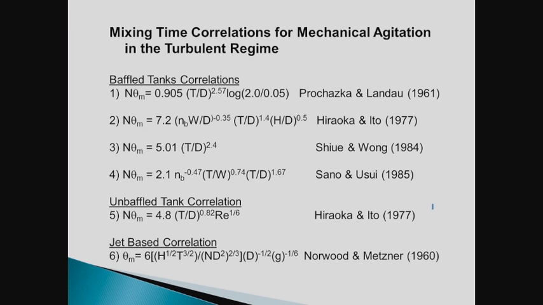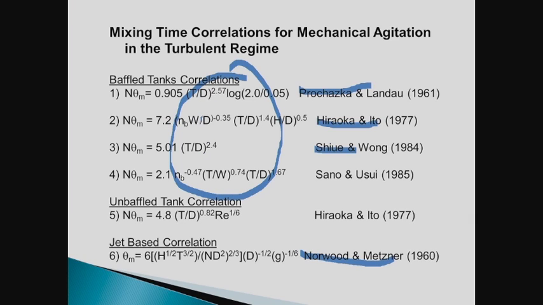Here's some correlations I just pulled out. You have some Czechs, maybe some Chinese, and you have some people with Delaware. Anyway, you see over here you have just simply geometry: D over T ratio, blade number, blade width effects, liquid height effects. But it's a function of geometry. There is no Reynolds number. Now down here there might be a Reynolds number poking around. For unbaffled tanks, you have D over T 0.82, a Reynolds number to the 1/6. But for the most part, N theta values are constant, or a function of geometry.